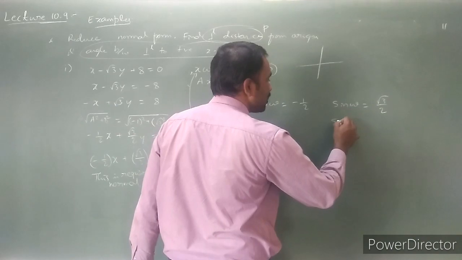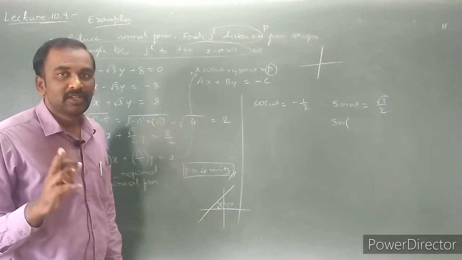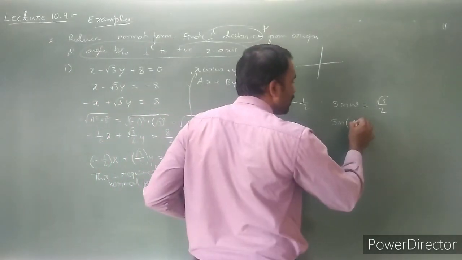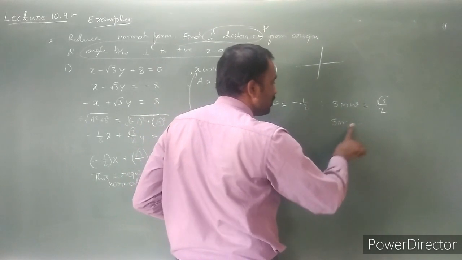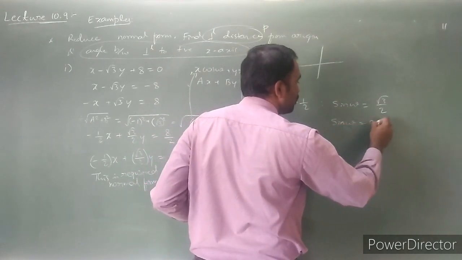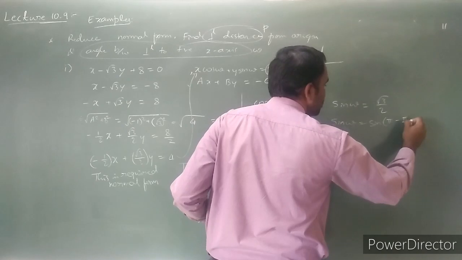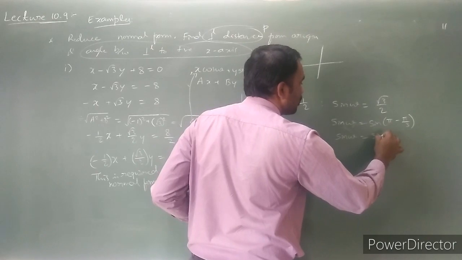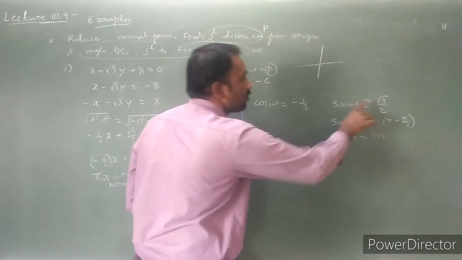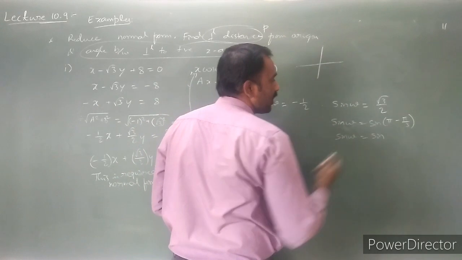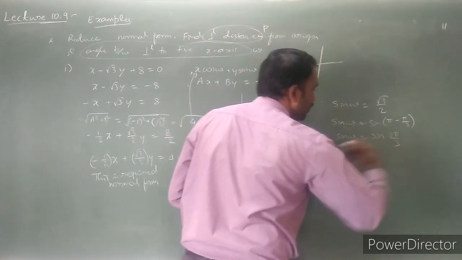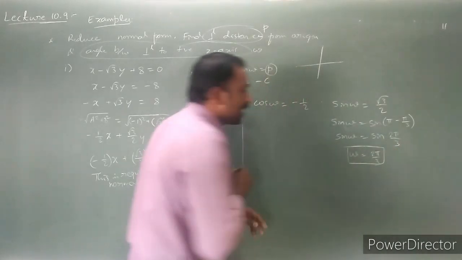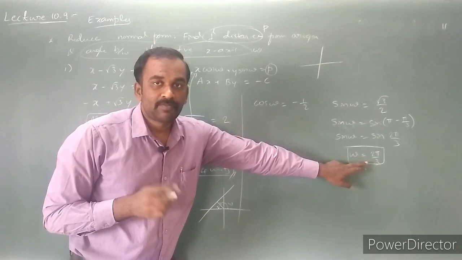Sin of how much is root 3 by 2? Sin 60 is root 3 by 2. But I need the second quadrant. Second quadrant is nothing but 180 minus, or pi minus. So sin omega is equal to sin of pi minus 60, that is pi by 3. After simplification, we get the angle 2 pi by 3. So omega is equal to 2 pi by 3.